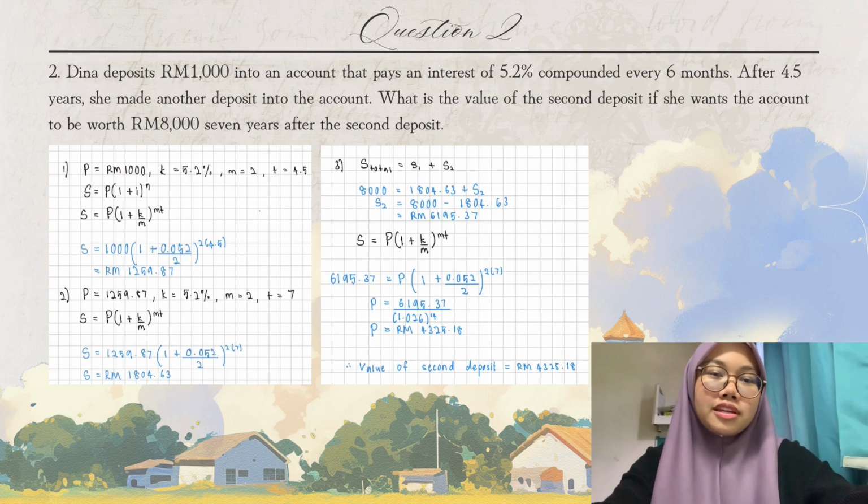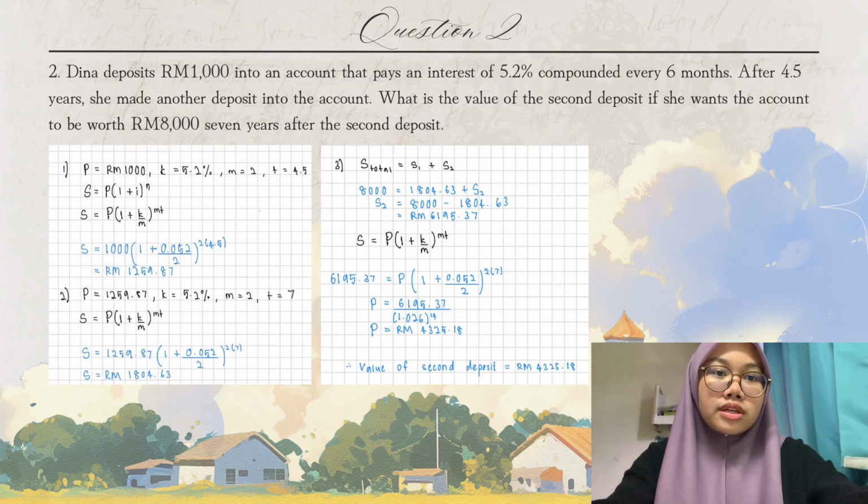Question number 2. Tina deposits 1,000 ringgit into an account that pays an interest of 5.2% compounded every 6 months. After 4.5 years, she makes another deposit into the account. What is the value of the second deposit if she wants the account to be worth 8,000 ringgit 7 years after the second deposit? First step, we need to find S, which is the future value after deposits 1,000 ringgit with an interest of 5.2% compounded every 6 months for 4.5 years.